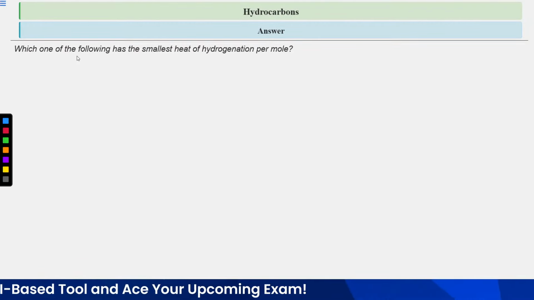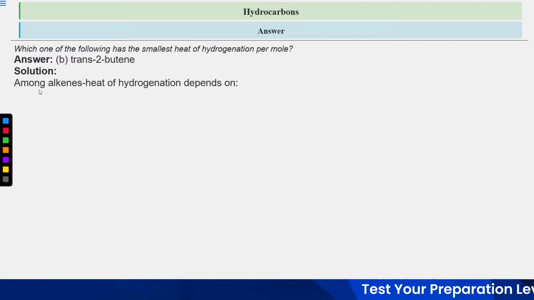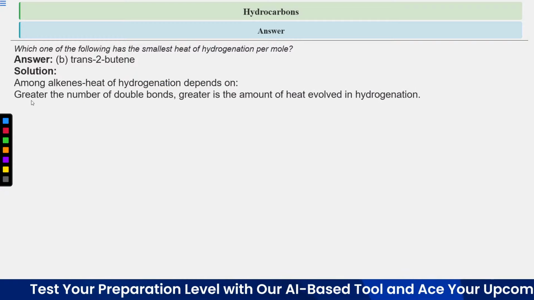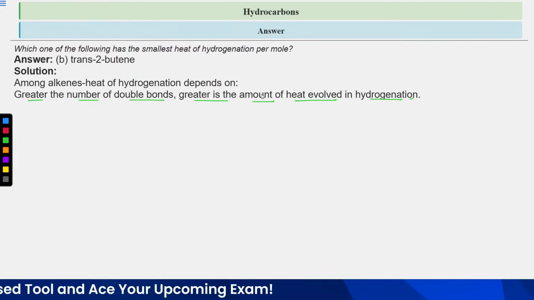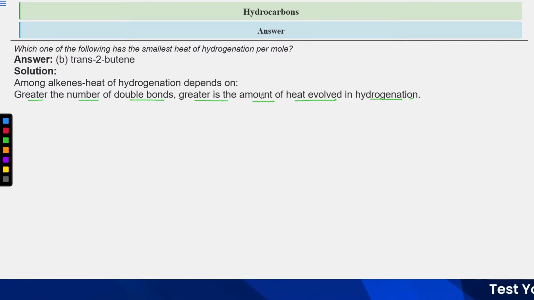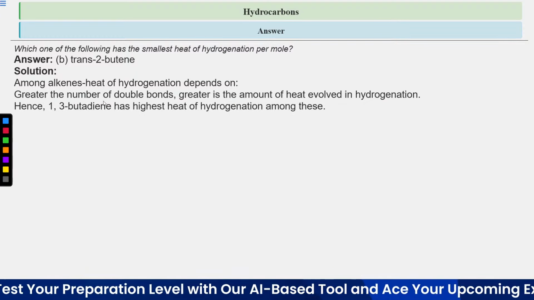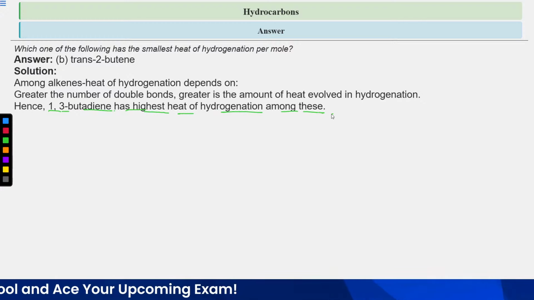So for the given question, the correct answer is option B, that is trans-2-butene. Among the alkenes, the heat of hydrogenation depends on the number of double bonds: the greater the number of double bonds, the greater the amount of heat evolved in the hydrogenation. Higher the number of double bonds, higher will be the heat evolved in hydrogenation of that alkene. Hence, 1,3-butadiene has the highest heat of hydrogenation among the given options.